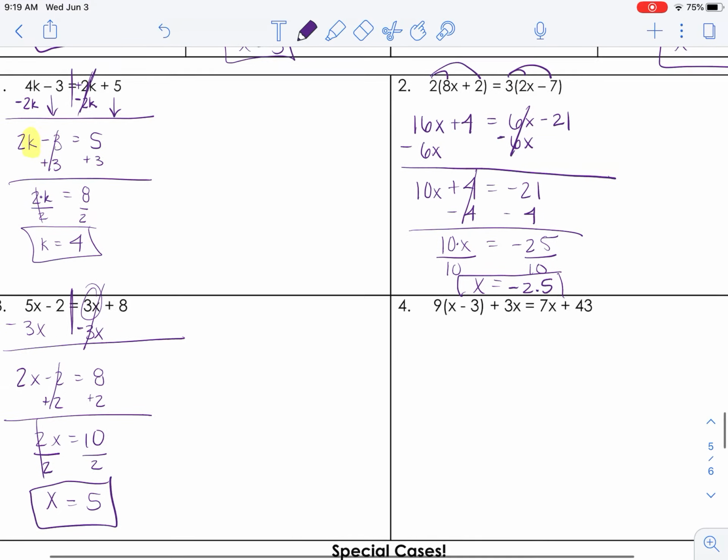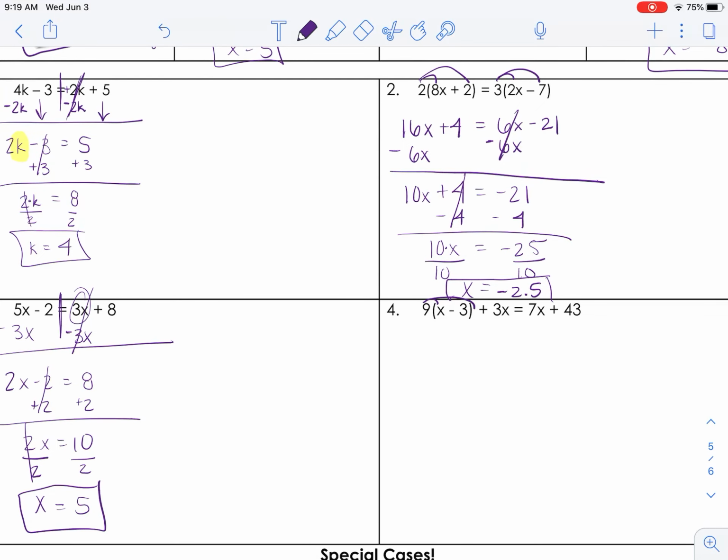Number 4, again, we've got to distribute first. So I've got to distribute that 9 to both my x and my 3. Notice I went ahead and put a subtraction sign there because I see that minus sign and I know that whatever 9 times 3 is, it's going to have to be negative. So I'm going to have a negative 27 plus 3x equals 7x plus 43.